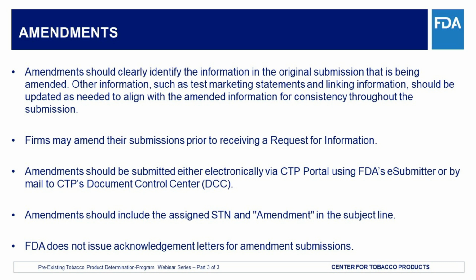Amendments are submitted using the same method as a pre-existing tobacco product submission: electronically, via the CTP portal, using FDA's eSubmitter, or mail to CTP's Document Control Center, or DCC. Any amendment should include the assigned STN and the word amendment in the subject line. FDA does not issue acknowledgement letters for amendment submissions.